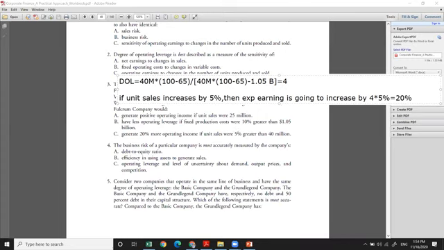So we can come to the conclusion that a 5% increase in units above 40 million will generate a 20% increase in expected earnings. This is the reason why we need to calculate the degree of operating leverage: to calculate how much it will increase your operating income if unit sales increase by some fixed percentage.